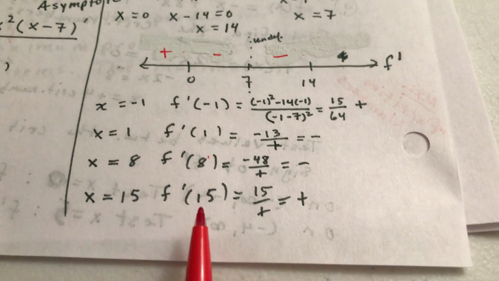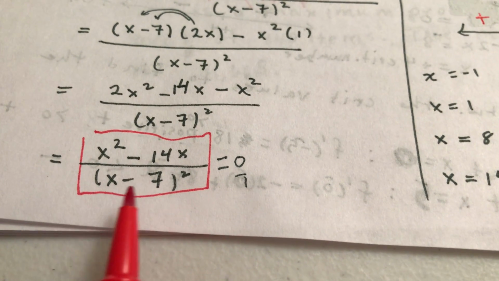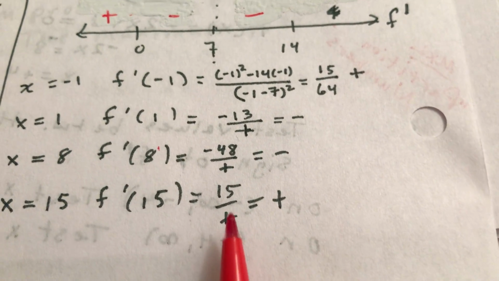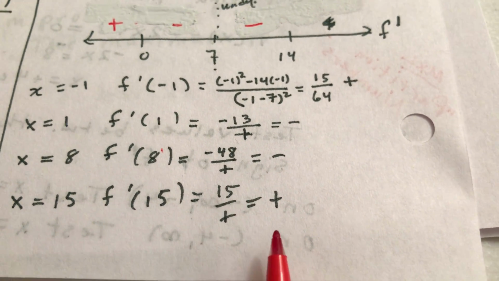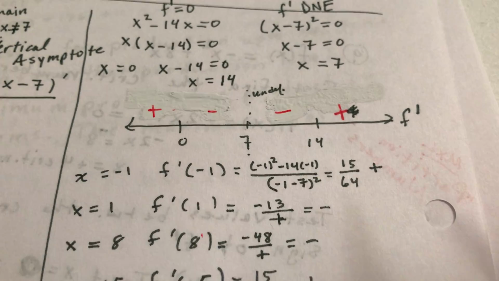Now this right here, put in 15. 15 squared minus 14 times 15 all over 15 minus 7 squared. And again, I just did that. This is positive, 15 is positive, positive over positive is positive. So this gives me a positive.